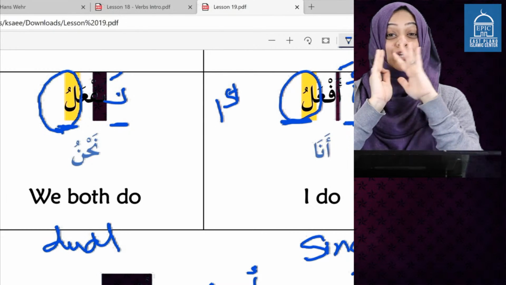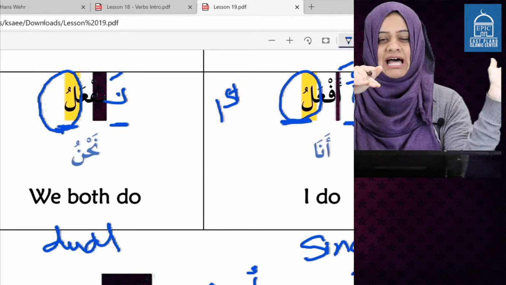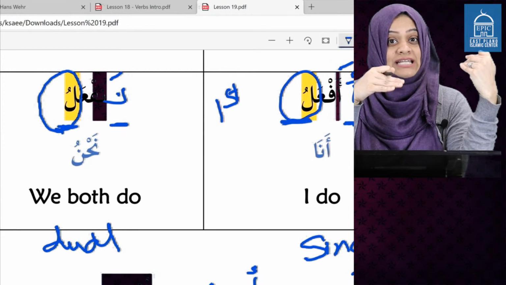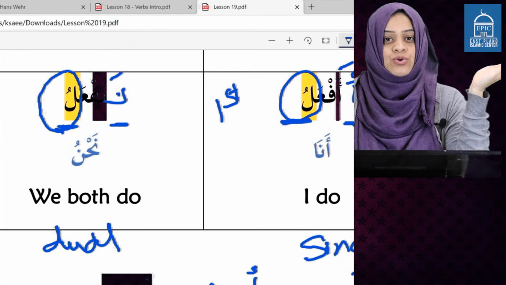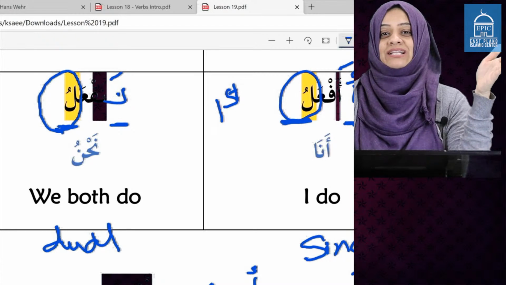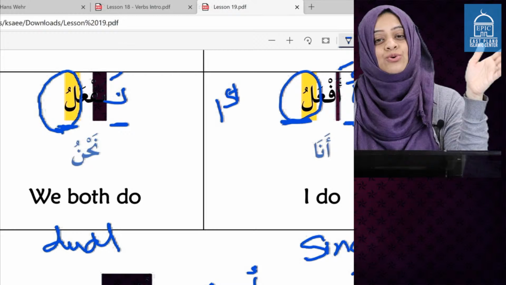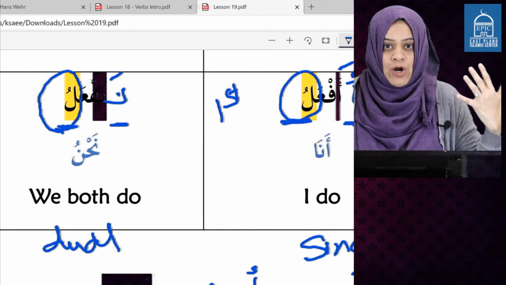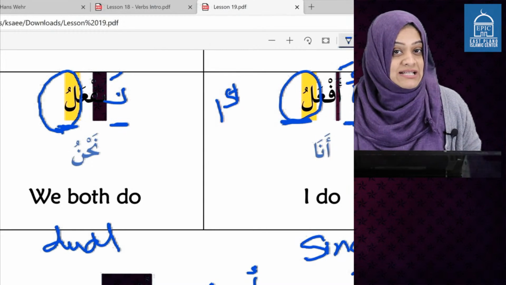Okay, let's try shakara. It's common. Shakara, we know how the Madi goes. Let's apply it on mudare. Shakara, yashkuru, yashkurani, yashkuruna. Tashkuru, tashkurani, yashkurna. Tashkuru, tashkurani, tashkuruna. Tashkurina, tashkurani, tashkurna. Ashkuru, nashkuru. Now some of them may sound so off because you've never heard them. But yashkuruna sounds familiar. Tashkuruna sounds familiar.